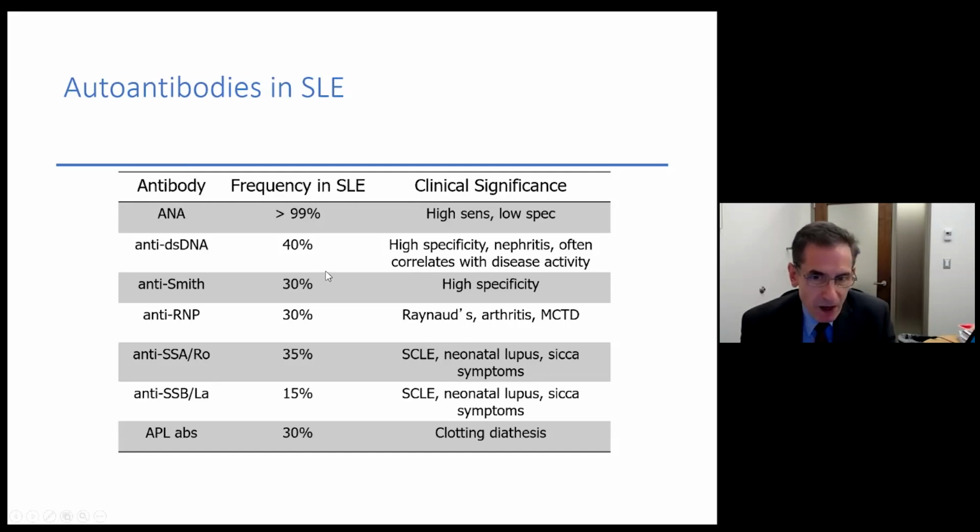Other antibodies may be more specific in lupus, for example, the double-stranded DNA, often associated with disease activity in the kidney. Anti-Smith antibody is very specific for lupus, but the frequency is only 30%. And then a whole variety of other antibodies, which can be seen in lupus, that may be a reflection of skin disease or overlap disease with other symptoms such as arthritis or mixed connective tissue disease, which is a hallmark of the RNP antibody.